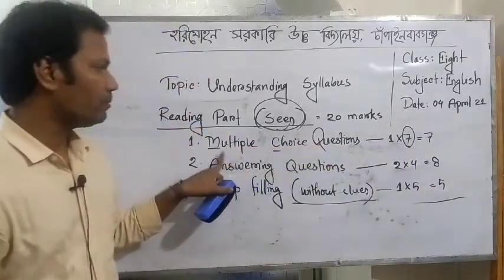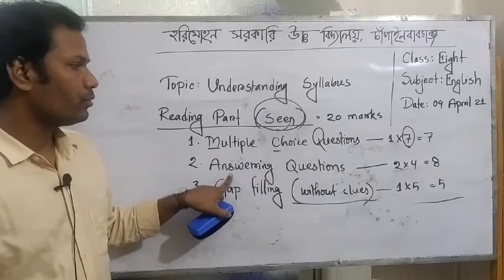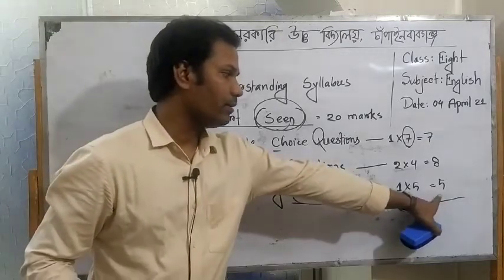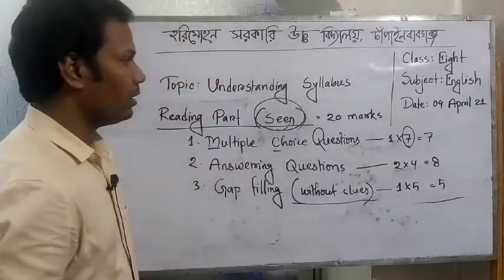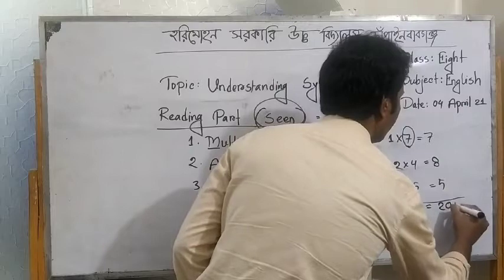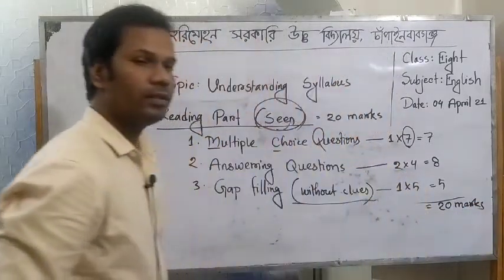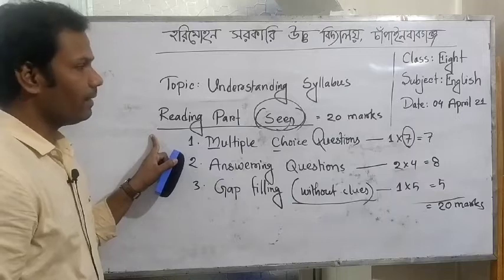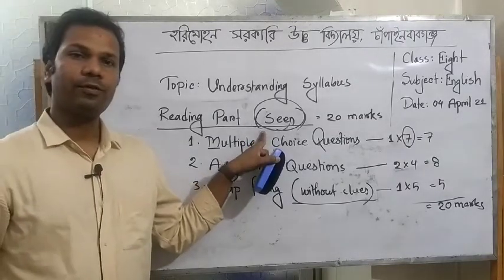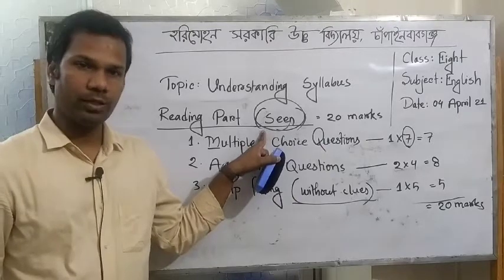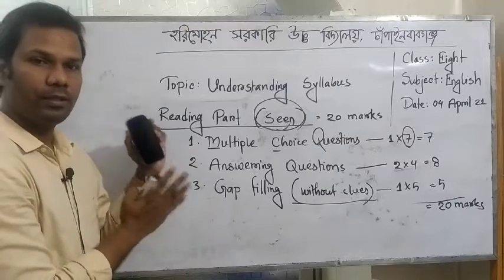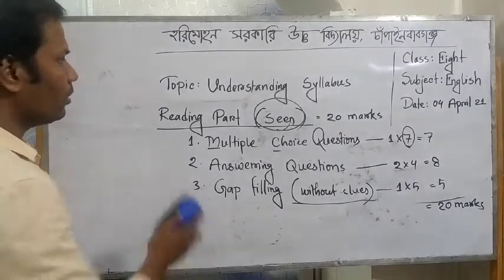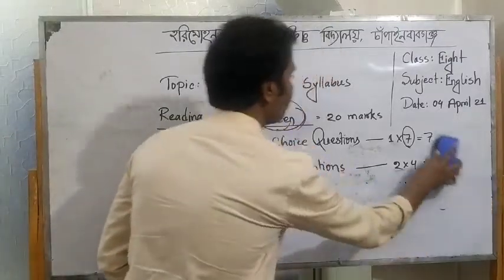The total is 7 multiple choice questions for 7 marks, 4 short questions for 8 marks, and gap filling without clues, which carries 5 marks. The total is 20 marks. These are the items for your seen passage and the reading part. The passages, of course, will be set from your text, English first paper. These are the 20 marks for your reading text, the seen part. Let's have another look at the reading text, unseen part.